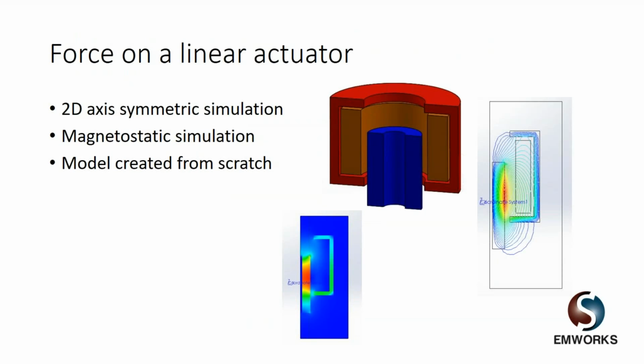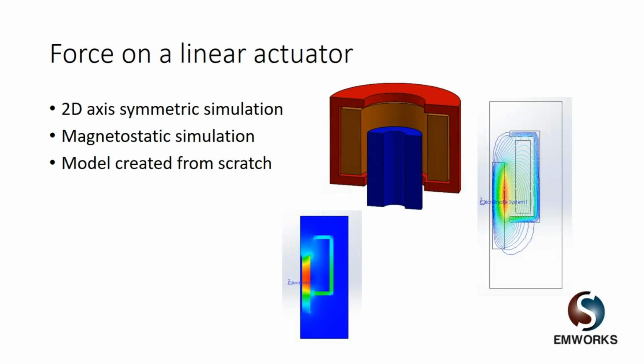Now we will start with the first problem, which is the force on a linear actuator. As you see here in the image, this linear actuator consists of three simple components. One is the coil that you see here. Then there is a plunger that can move about, and then there is a ferromagnetic core that surrounds the coil. It's a very simple linear actuator that we will try to solve using 2D axisymmetric simulation.